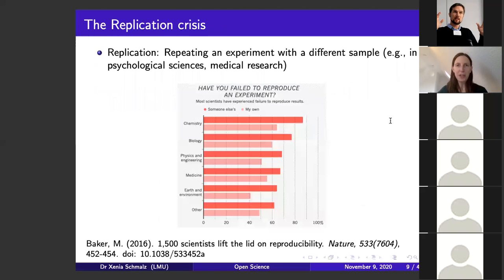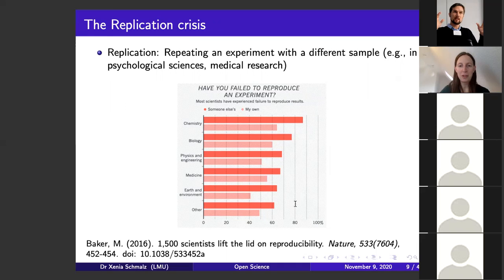In the video that I recorded, that was sent around, I think, last week, I have already talked about replication versus reproducibility. So I don't want to talk about the replication crisis too much. Basically, with replication, you take a different sample and you implement the same experimental procedure and see if you get a similar result. I think there is a good case that there is a replication crisis.